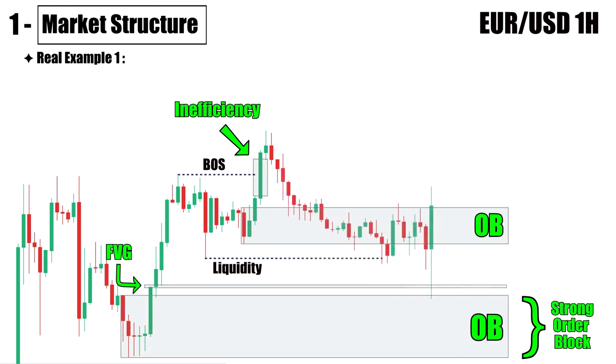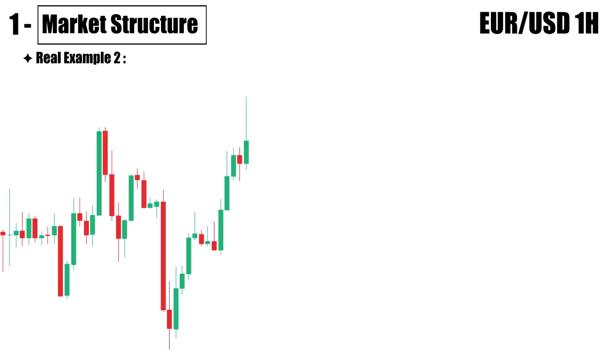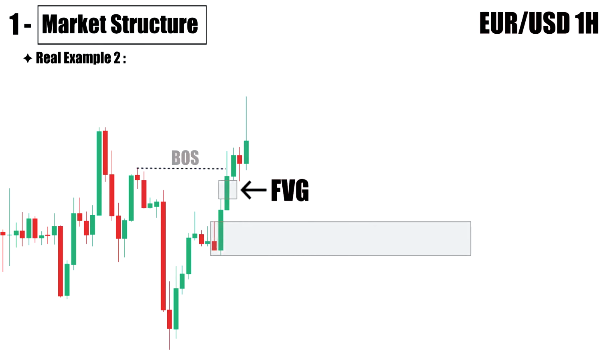Price is likely to break below that liquidity, fill the gap, and then reverse from the lower order block, continuing its upward move. Let's walk through another setup. In this case, you could technically consider either of these candles as valid order blocks. We've got a clear gap, a break of structure, plus a mitigated order block.